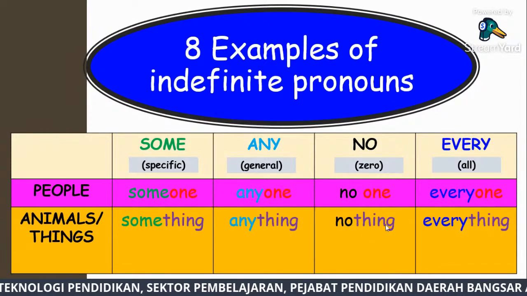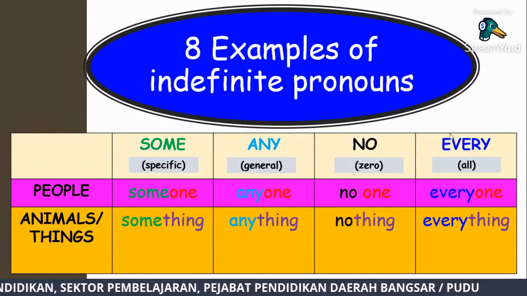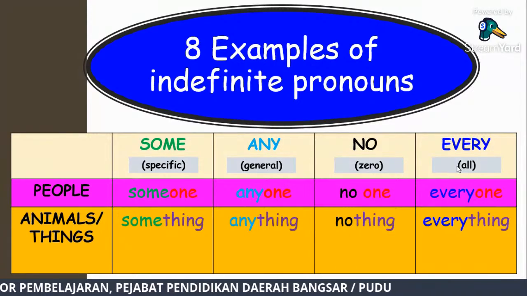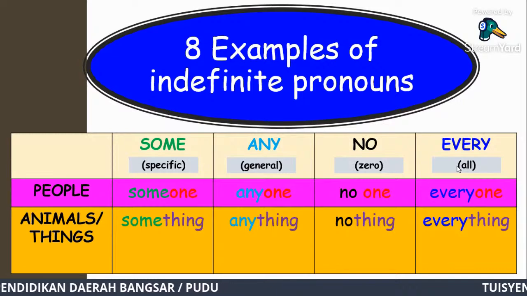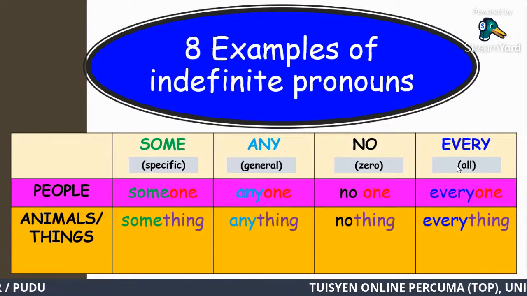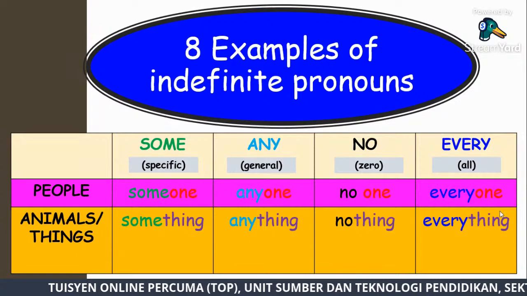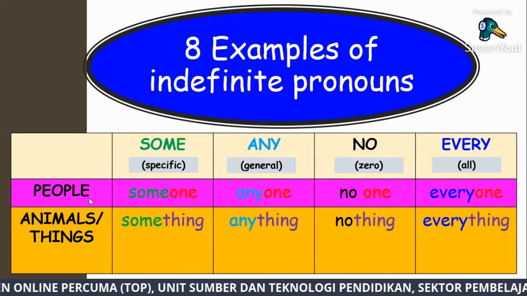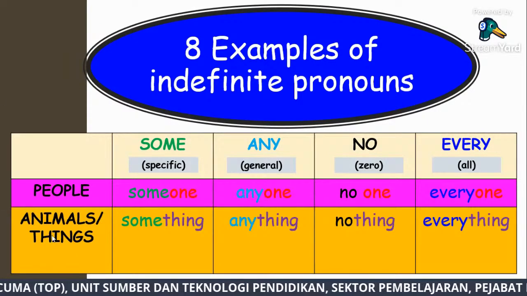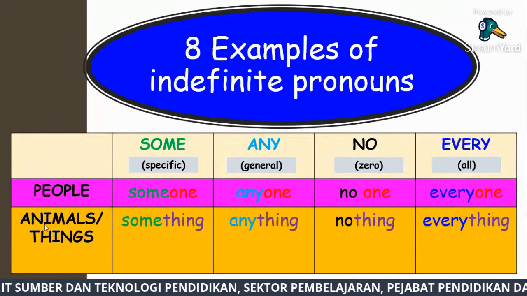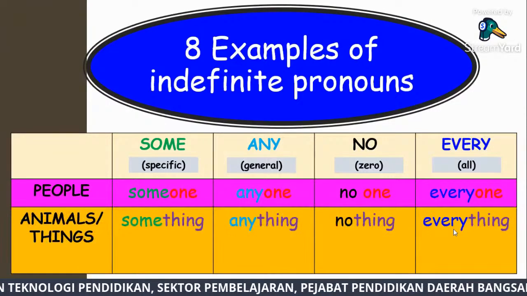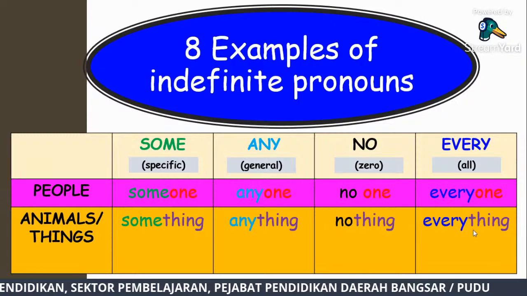Okay, and how about every? It is when you want to describe a situation involving all. It may be in a group. You're going to talk about all in a group, so you have to use everyone for people. And if you are referring to animals or things, then you have to use everything.